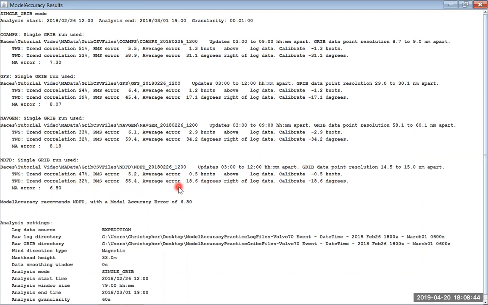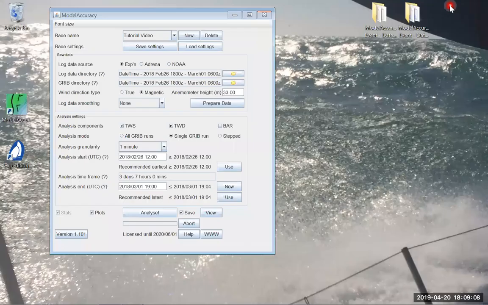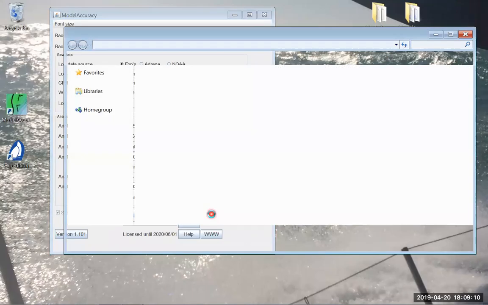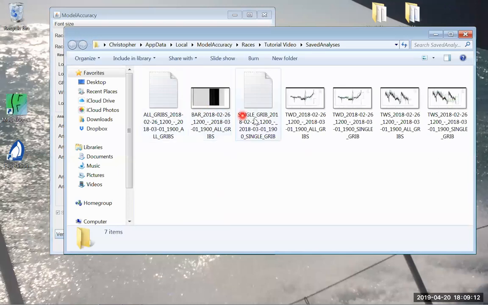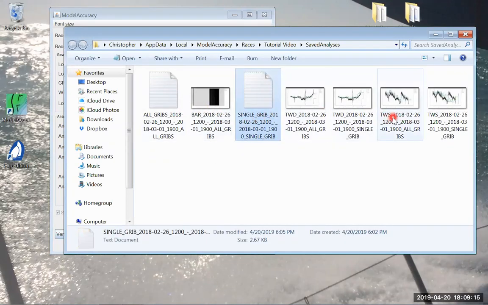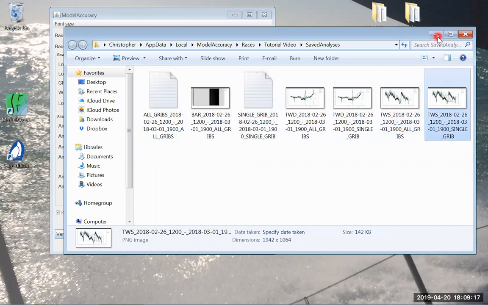That's a big error. You can see just how much lower these trend correlations are off of a single GRIB. Remember, they were as good as 80% when we were looking at a GRIB every 12 hours before, which is when you're going to be downloading them in your nav station. So we're in single GRIB mode. We did a 79-hour analysis window, and that is your single GRIB run analysis. True wind speed and true wind direction are right there for what you like.